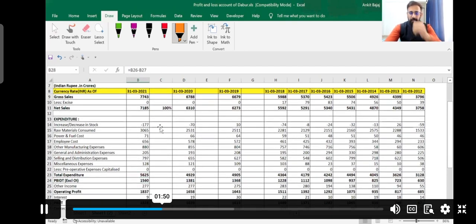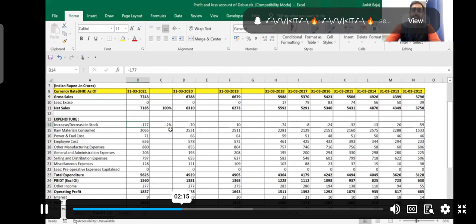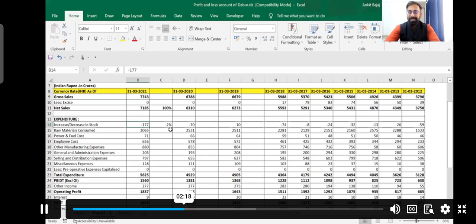Here, for increase or decrease in stock, I will find out the weight of stock. Dividing by this value, you can see the weight of stock is this much. I will freeze this data in percentage. This value is negative because you can see 177 is a negative value. What is the meaning of increase or decrease in stock? It is the difference between opening stock and closing stock. If closing stock is greater, you will get a negative value. That is the reason we are getting a negative value here. Now if I copy this data, we will see what values we are getting.